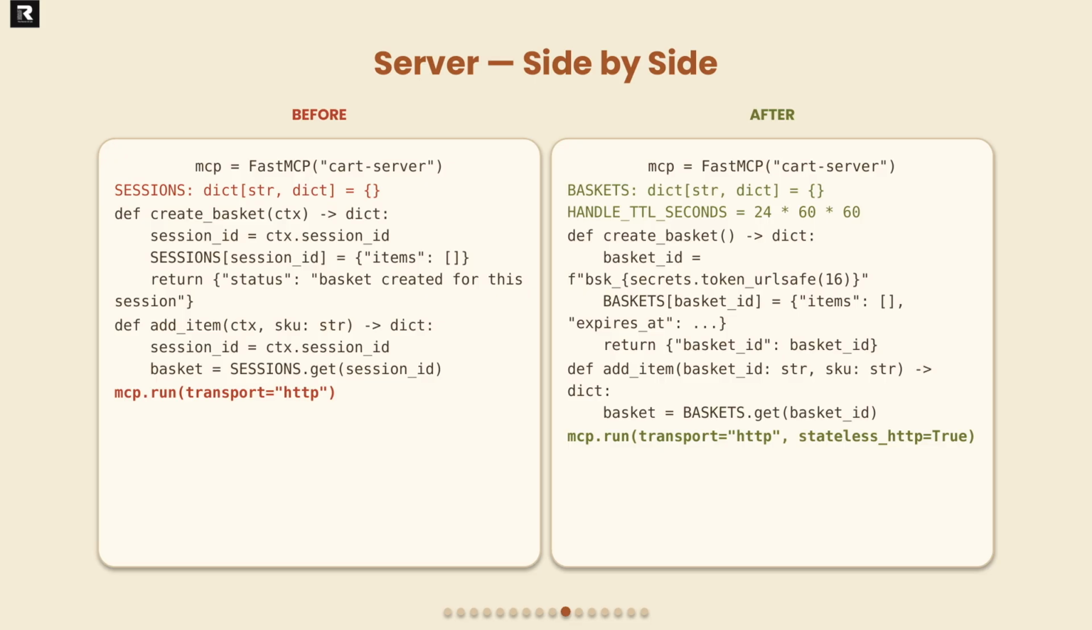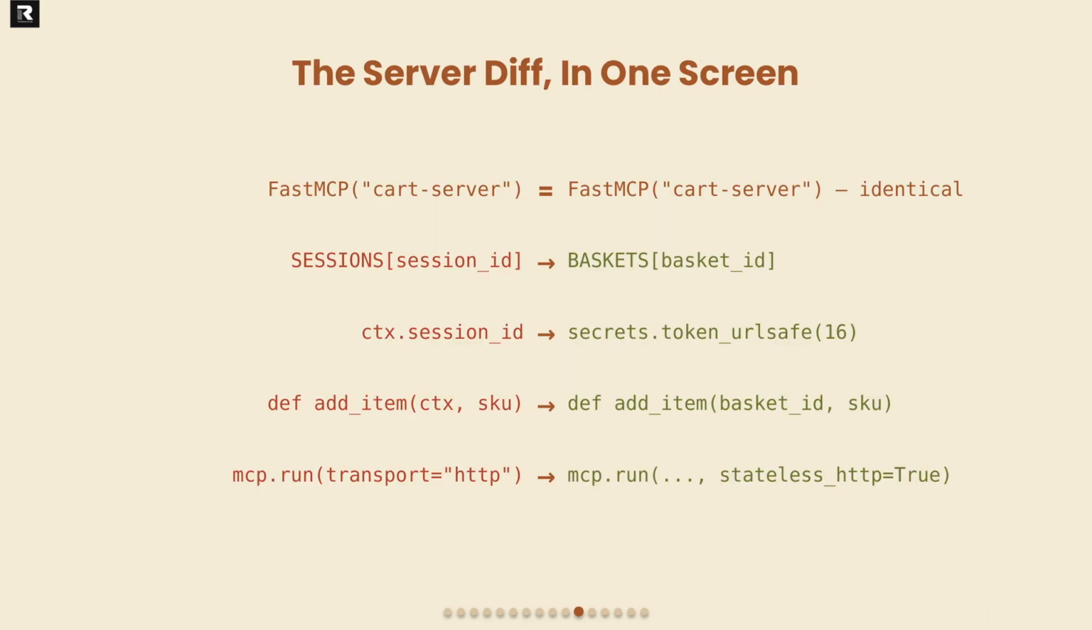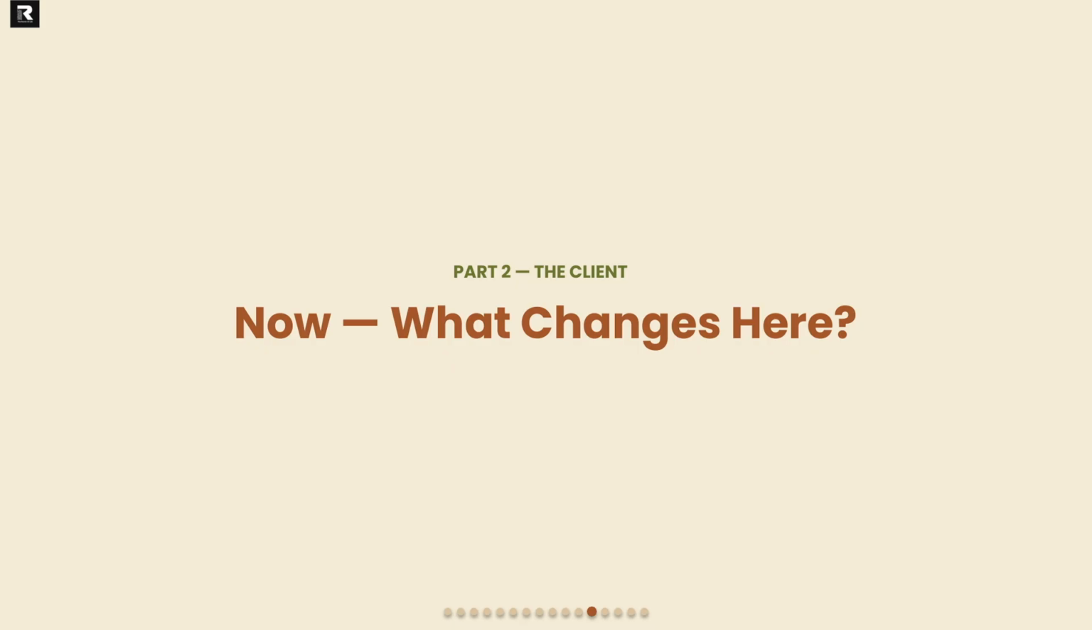This is genuinely the only line where the toggle lives. Everything else is the application logic adapting around it. That's the whole server diff. 4 lines of application logic change to support explicit handles, and 1 line, stateless_http=True on run, is the actual switch. Now, the client.